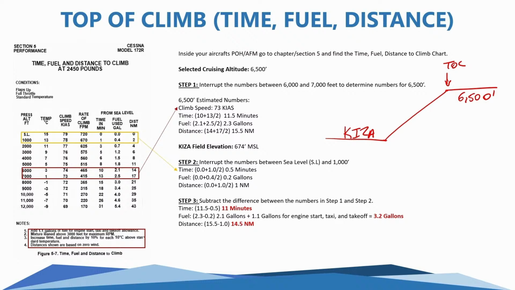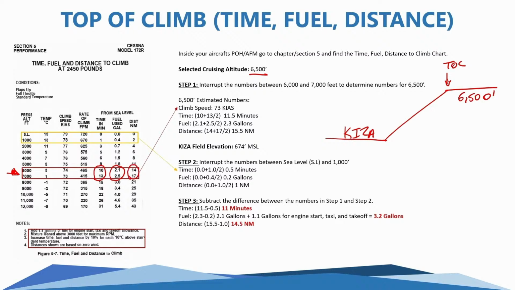The first step is that we know that we're trying to get to 6,500 feet. So we are going to go down to our chart here and read the information. And of course, there isn't a 6,500 row. So we've got 6,000 and 7,000, and we're going to average these numbers. Here I have 10 minutes. It would take me 10 minutes to get to 6,000 and 13 minutes for 7,000. I would consume 2.1 gallons for 6,000 and 2.5 gallons for 7,000.